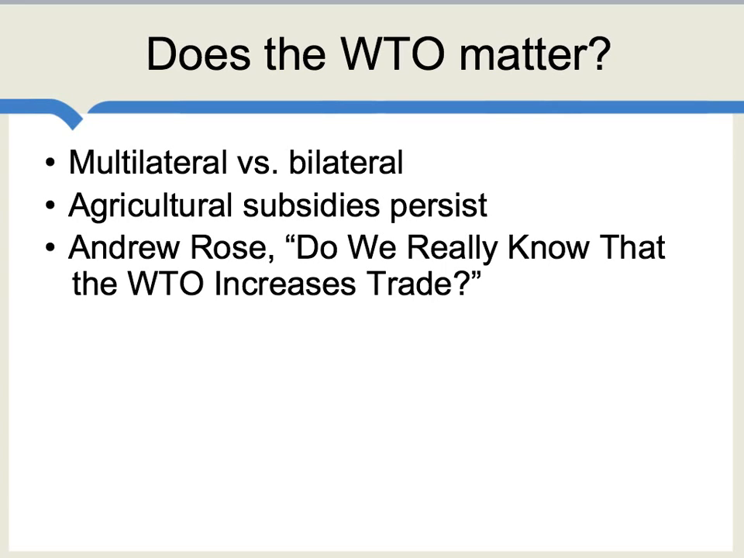The second point is that the major remaining areas of trade barriers for a lot of countries are agricultural subsidies and sometimes tariffs, and those seem to be persisting. WTO has not really been able to crack those. Finally, there's a paper by economist Andrew Rose, and the title of his paper is, "Do We Really Know That the WTO Increases Trade?" And he looked at the numbers and he argued that there's actually an ambiguity here. Most countries are reducing tariffs and trade barriers over time anyway, and it's not clear that joining earlier GATT and now WTO makes that big a difference.